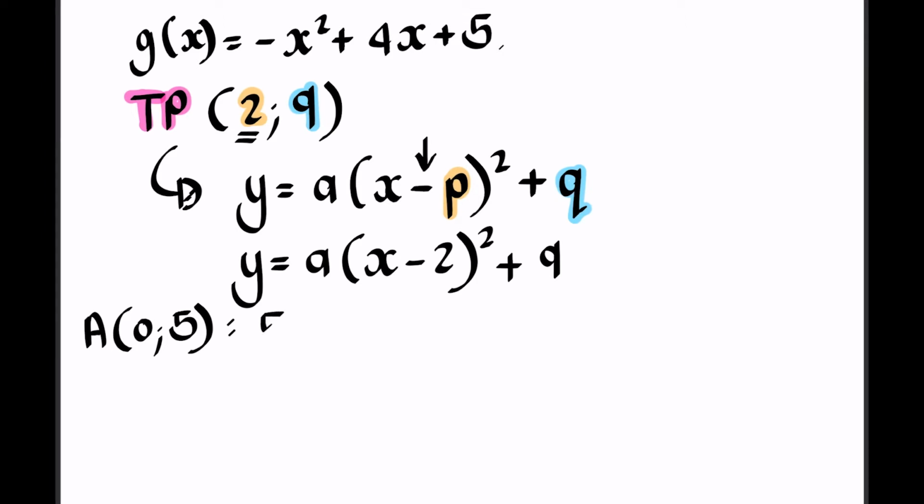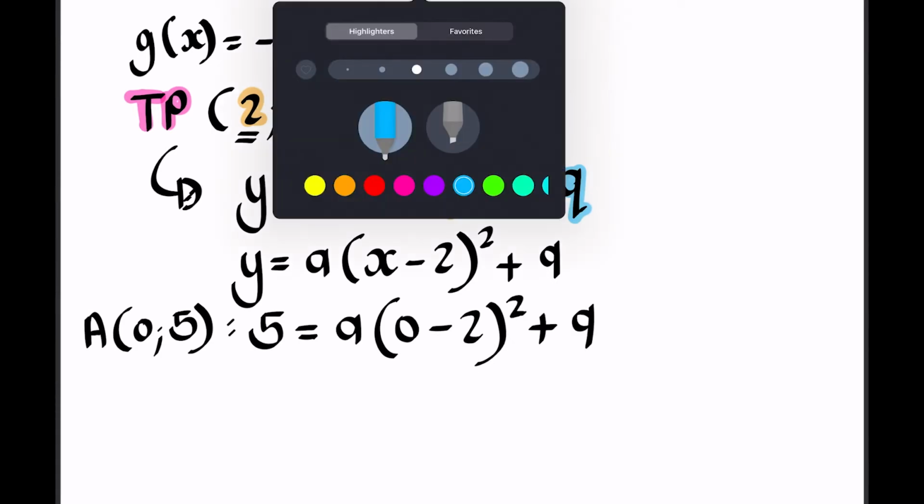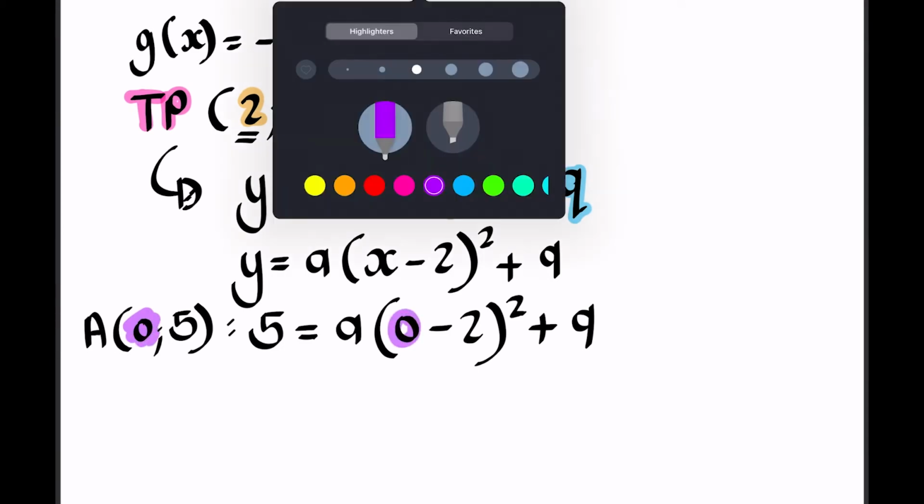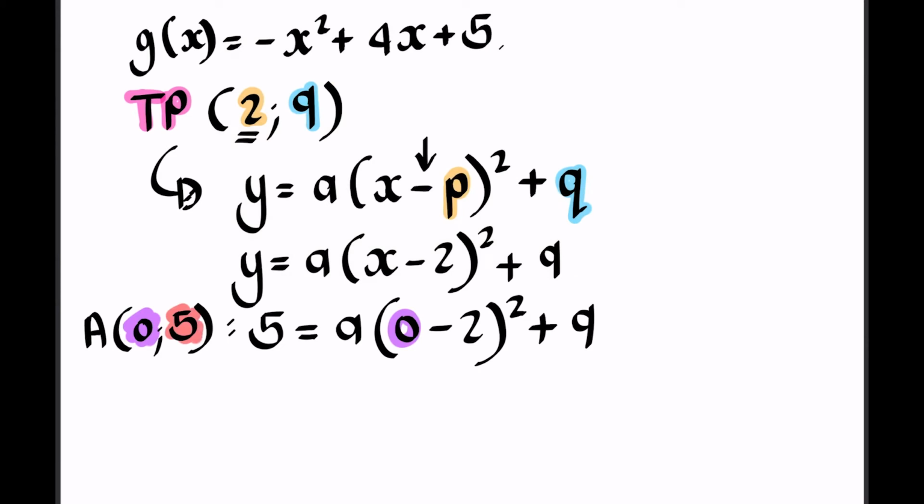So the y value is 5, which is equal to a into the x value, 0, minus 2, squared, plus 9. I'm just going to quickly show you: this is the x value. So I replace the x value with the x coordinate, and I replace the y value with the y coordinate. Now you can see that the only unknown I'm left with is an a, so I can simply solve for that. So I have 5 is equal to a into 0 minus 2, which is minus 2, and minus 2 all squared is 4, plus 9.